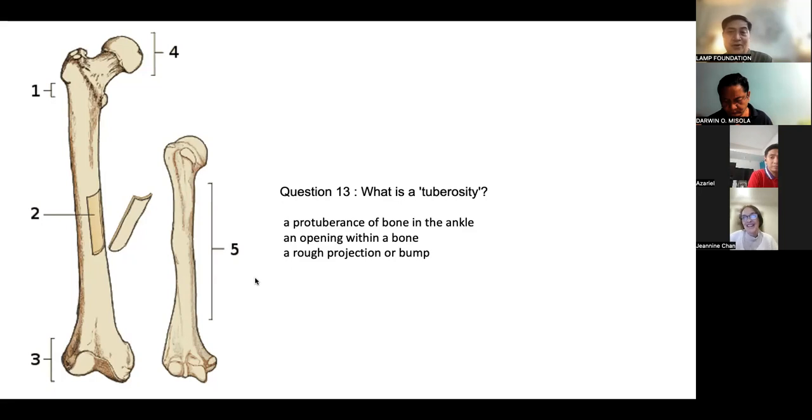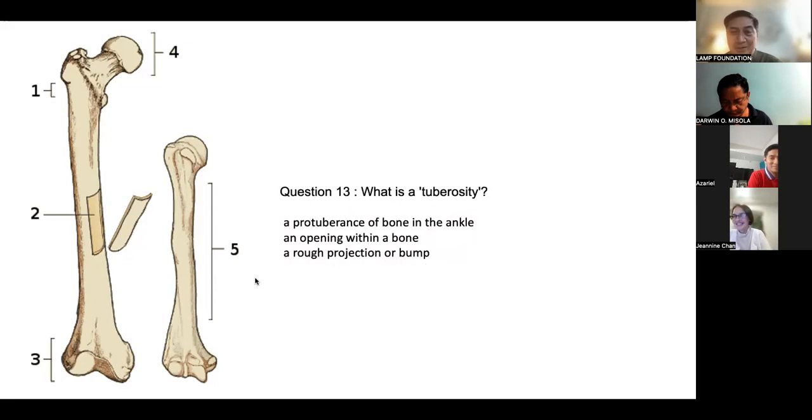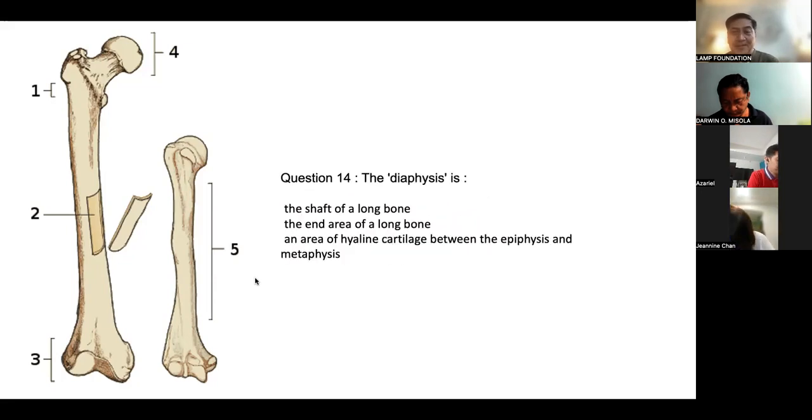What is the smaller version called? A smaller bump. I don't remember. I have to look back in my notebook. Tubercle. The epiphysis is an area of hyaline cartilage between the epiphysis and the metaphysis. Are you sure?